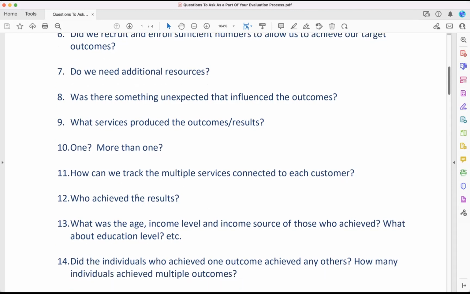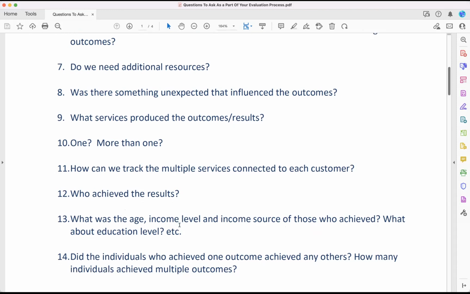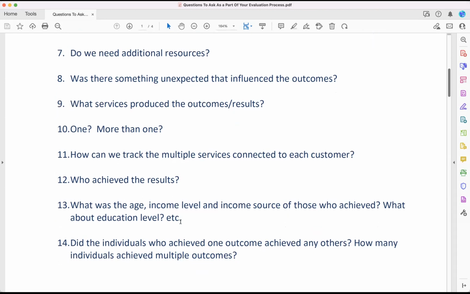You want to know who achieved these results. And I'm going to clean up this numbering for you because we got a little off, but this is a subcategory of this question, which is, what are the demographics of the people who achieved these results? Did they all come from one neighborhood? Were they all one income level? Were they all from the same elementary school? What does that look like? Because that's going to tell you quite a bit about the outcomes of your work.